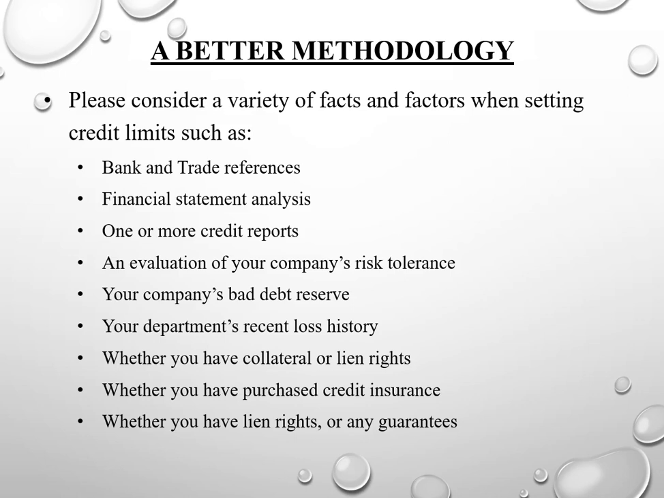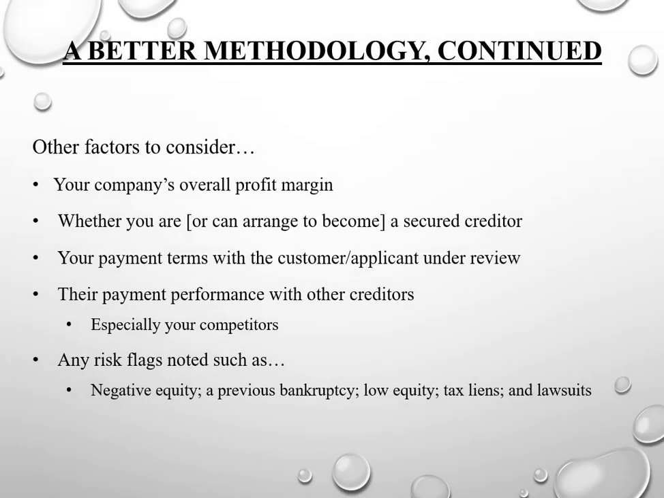Another is whether or not you have any collateral or lien rights involving this particular customer, whether you have or are considering purchasing credit insurance, and whether or not you have any guarantees involving this particular customer or applicant. In addition, factors to consider would include your company's overall profit margin. How profitable is your company in total? Whether or not you can arrange to become a secured creditor on sales to this specific customer. In addition, your company's payment terms. And not surprisingly, the longer the terms that you offer to customers, the higher the risk to your company.